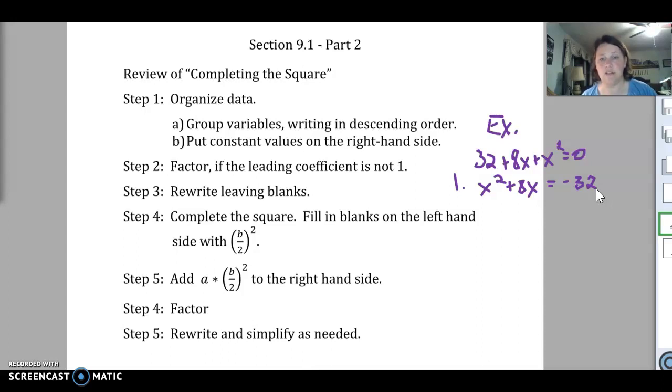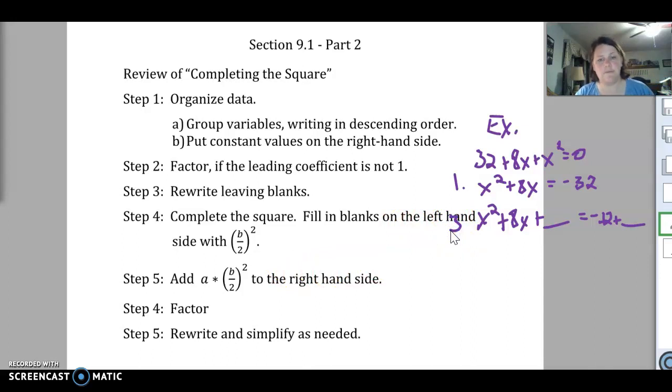Step 2, factor if the leading coefficient is not 1. Our leading coefficient is 1, so we don't have to worry about that. We're going to skip that step. Now we want to rewrite leaving blanks. When we complete the square, we are going to add something on the left hand side to make this a perfect square. But whatever we do to the left-hand side, we also have to do to the right-hand side. So we're going to leave blanks for both sides of our equal sign. Okay, that is step 3.